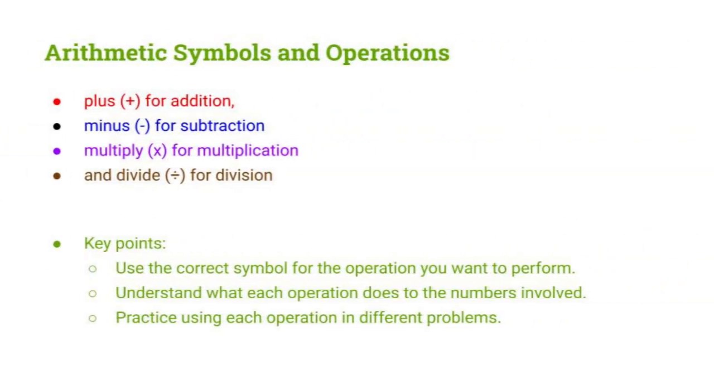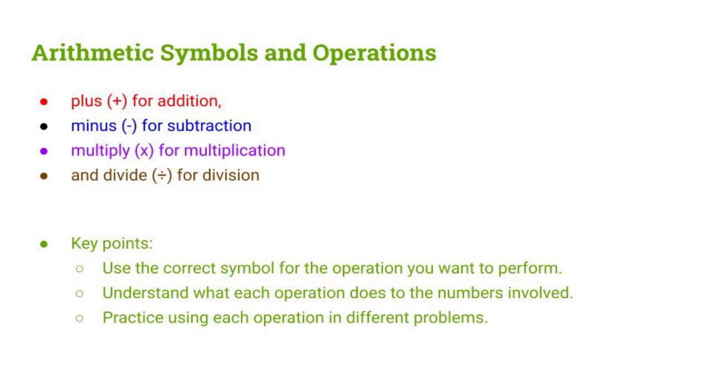Arithmetic uses symbols like the one on the slide to perform different operations. The plus sign is used for addition, or the addition together of different numbers. The minus sign is used for subtraction, or taking away a number. The times sign is used for multiplication, which is the operation of adding a number a certain number of times. The division sign is used for division, which is the operation of splitting a number into equal parts.